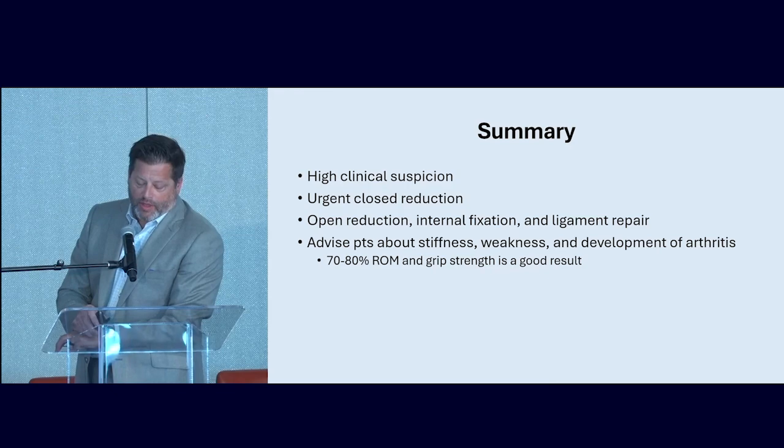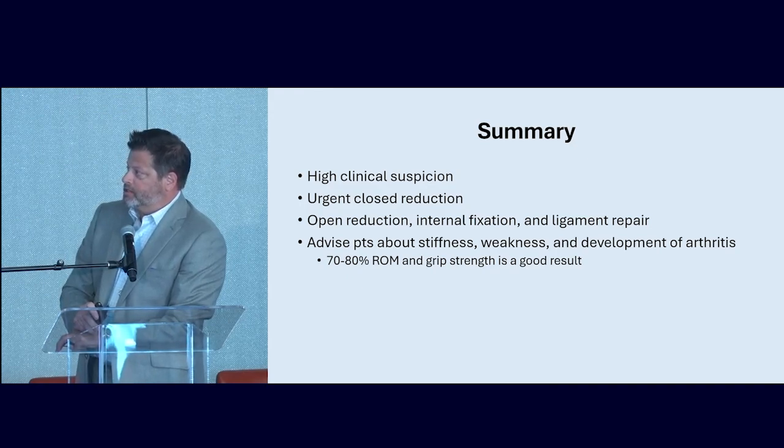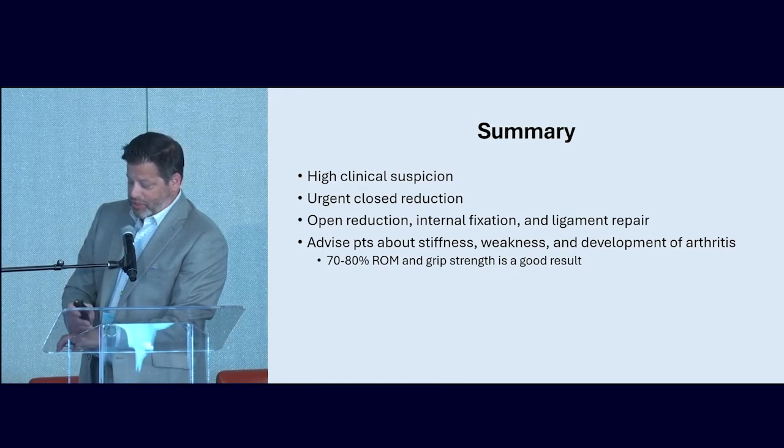So in summary, I think you have to have high clinical suspicion of this injury. Try to get these reduced as fast as possible. I think open reduction, internal fixation, ligament repair is the gold standard. I think ahead of time you really want to advise the patients about stiffness, weakness, and development of arthritis. And thinking ahead, 70 to 80% of range of motion and grip strength is a good result in these patients.